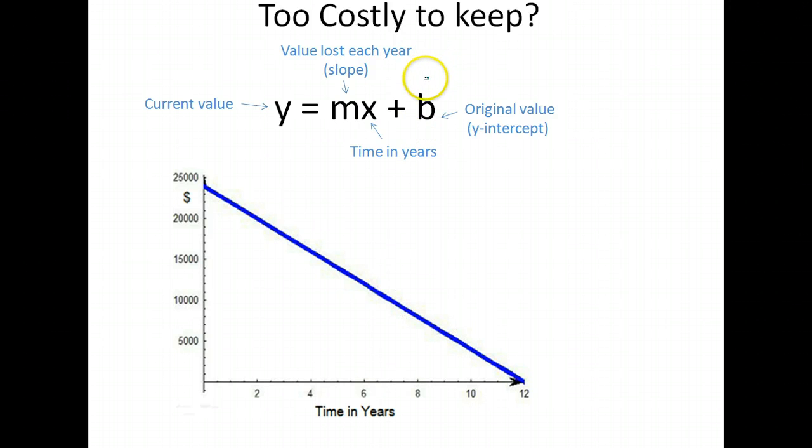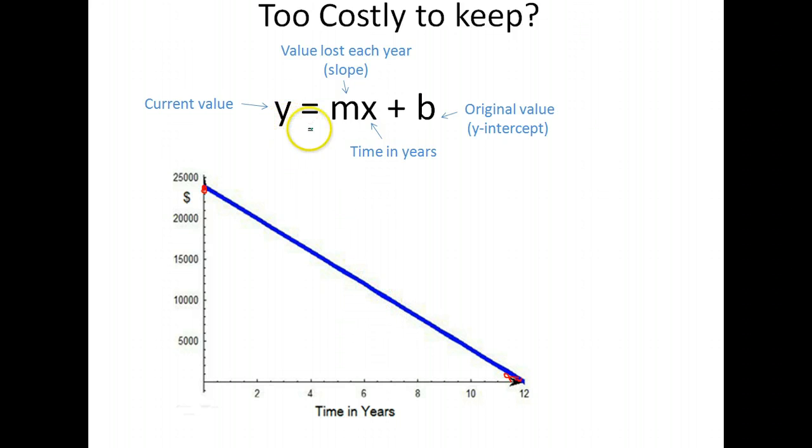All right, so in this lesson they talk about when is it costing you too much to keep the car? When are you paying for it more than it's worth? Remember we had the depreciation value, the car that started at $24,000 and after 12 years was worth nothing and kind of steadily decreased in value.